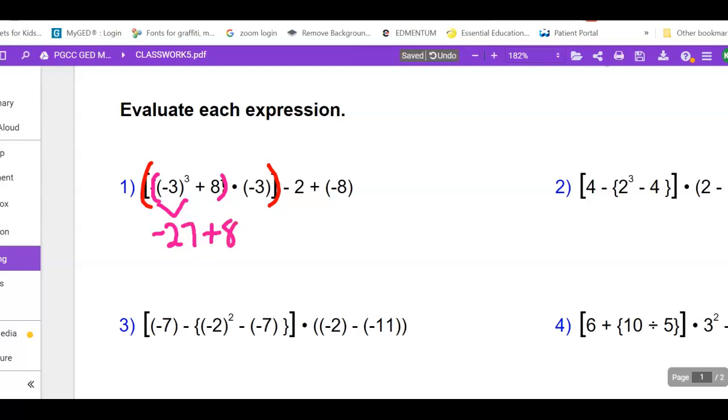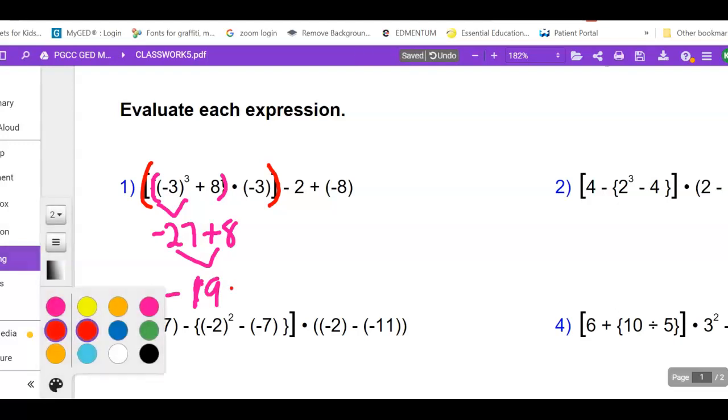You're going to subtract. Keep the sign of the higher digit. Negative, so I have negative 27 plus 8. Find the difference between the two. That will be 19. Keeping the sign of the higher digit gives me negative 19. Now I'm in the red.